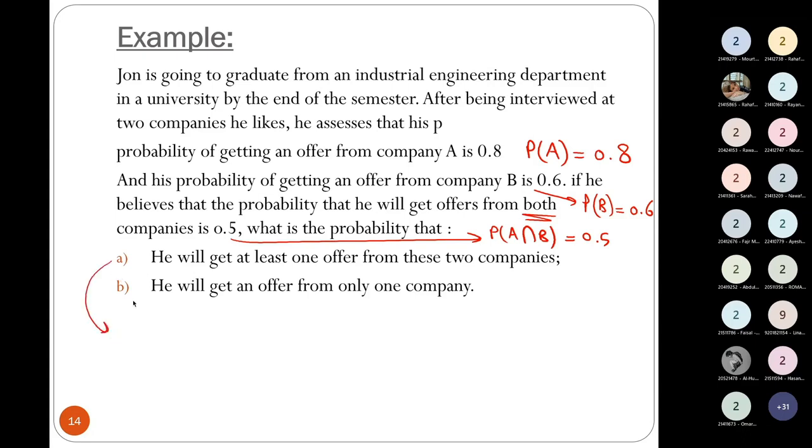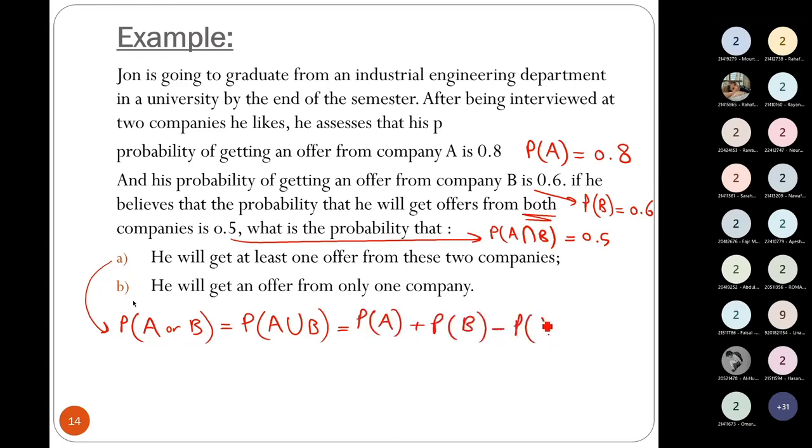Now, what is the probability he will get at least one offer from these two companies? At least one offer, maybe we need the probability of A or B, which means the probability of A union B. In case of union, we have the rule: the probability of A plus the probability of B minus the intersection. The probability of A equals 0.8, the probability of B equals 0.6, minus the intersection 0.5. So this equals 0.9. This is the probability of getting at least one offer from these two companies.